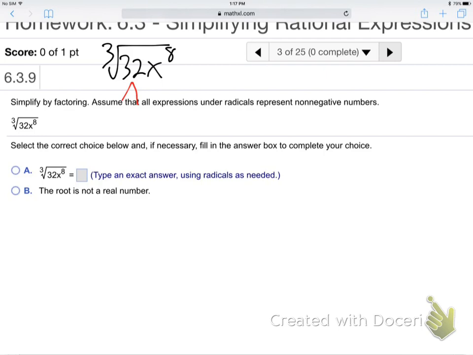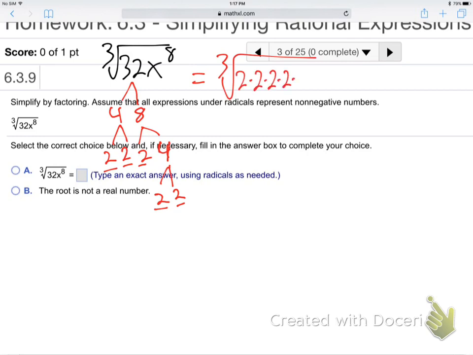So what times what's 32? 4 times 8. And 4 is 2 times 2. 8 is 2 times 4, which is 2 times 2. And that is 2 times 2. So we break down the 32 and we get 5 2s altogether, right? We good? So we get the cube root of 2, 2, 2, 2, 2, 5 2s.